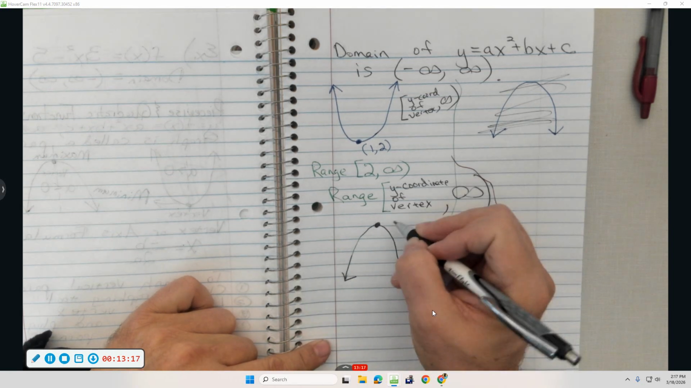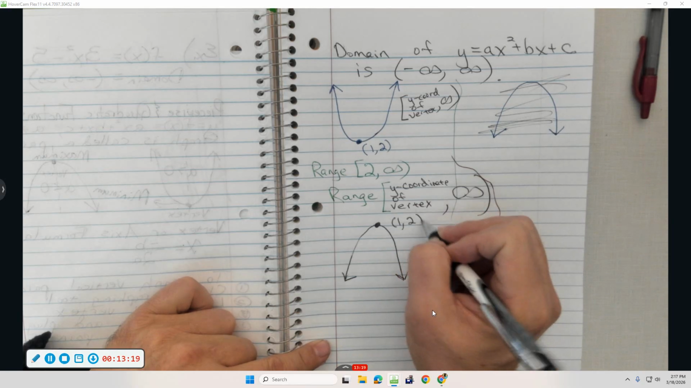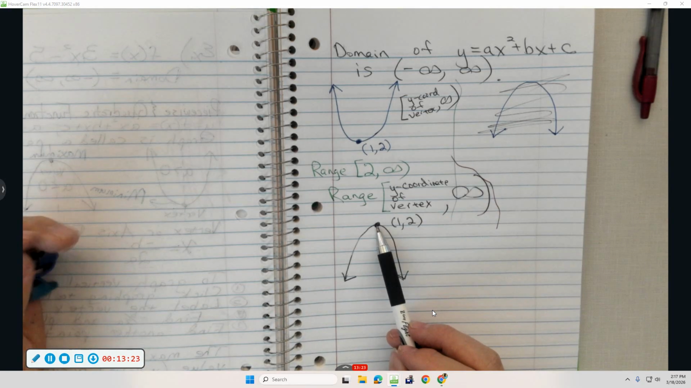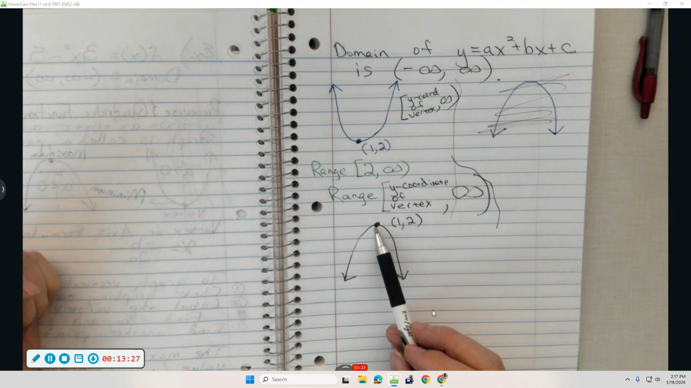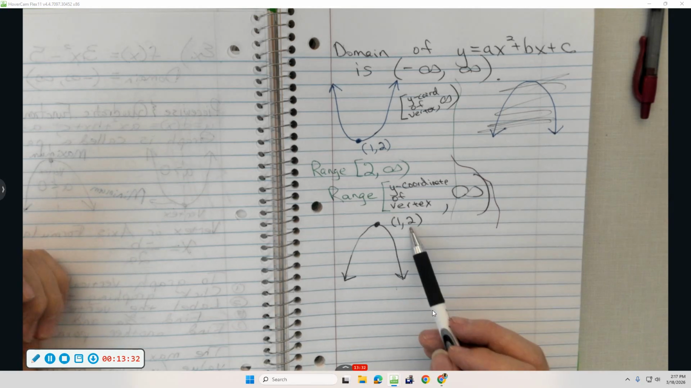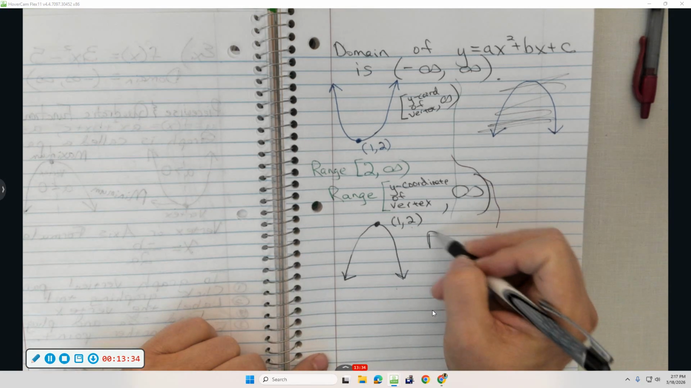Now, if it's opening downward, let's apply that same logic. There's the vertex. The vertex is at the ordered pair 1, 2. Is this vertex a maximum or a minimum? A maximum. Okay, what's the maximum y value? What's the biggest y value on that graph? It's that 2. So you would say the range.